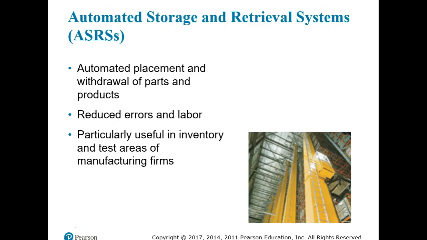Now, because of the tremendous labor involved in error-prone warehousing, computer-controlled warehouses have been developed, and these systems, known as Automated Storage and Retrieval Systems, ASRS, provide for the automatic placement and withdrawal of parts and products into and from designated places in a warehouse. Such systems are commonly used in distribution facilities of retailers such as Walmart, Tupperware, and Benetton. These systems are also found in inventory and test areas of manufacturing firms.